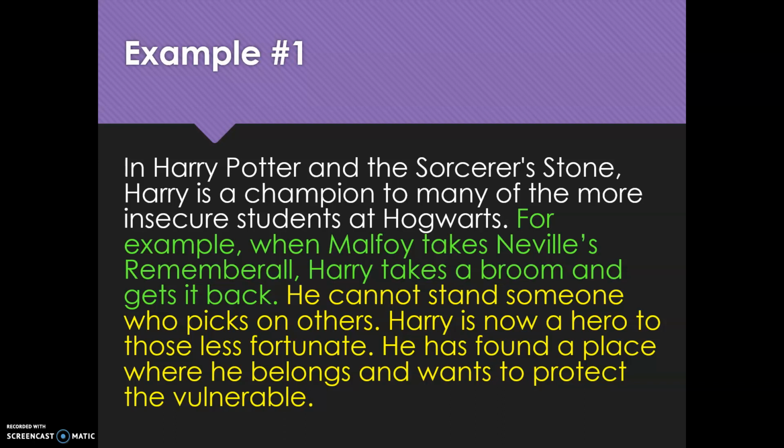Guys, everything that you see there in yellow is out of the writer's head. Harry never tells us those things about himself. Okay, we're making those inferences based on his behavior, and then we're connecting it back to the point of the paragraph that Harry is a champion to the more insecure students.